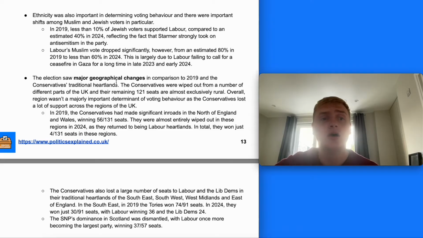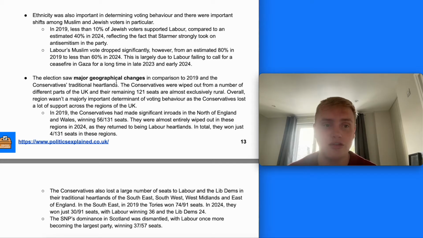And ethnicity was also important in determining voting behaviour, and there were important shifts among Muslim and Jewish voters in particular. So in 2019, less than 10% of Jewish voters supported Labour, compared to an estimated 40% in the 2024 election, reflecting the fact that Starmer strongly took on anti-Semitism within the party. Labour's Muslim vote dropped significantly, though, from an estimated 80% in 2019 to less than 60% in 2024, and this is largely due to Labour failing to call for a ceasefire in Gaza for a long time in late 2023 and early 2024.